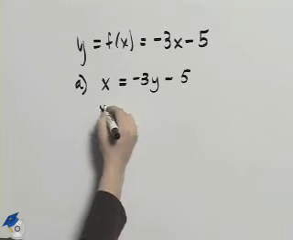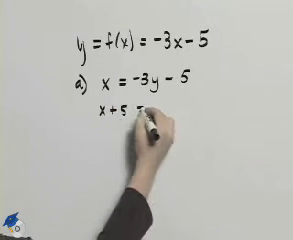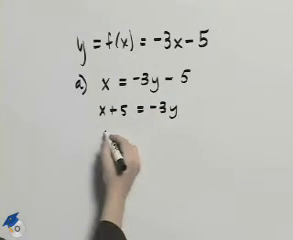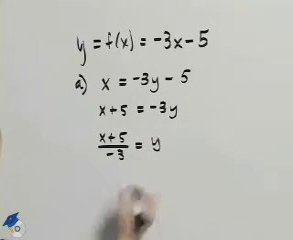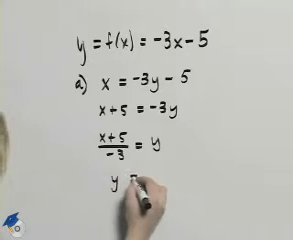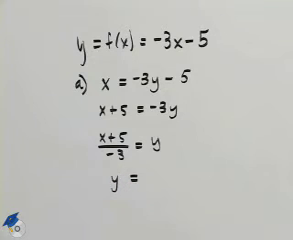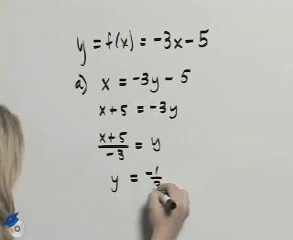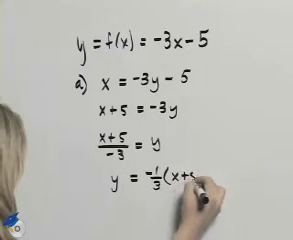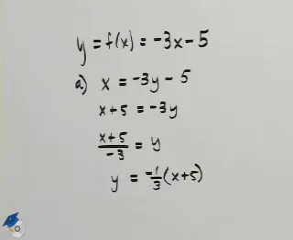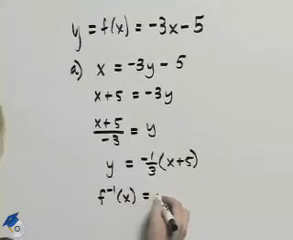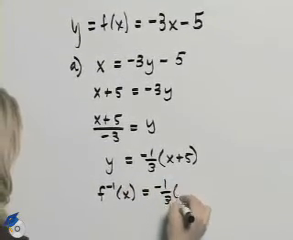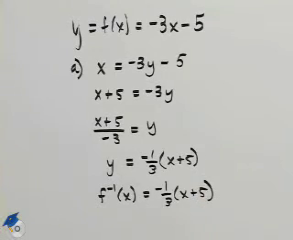We'll add 5 to both sides, and we'll have x plus 5 equals negative 3y. We'll then divide both sides by negative 3. We'll switch this around. Now, if I divide by negative 3, that's the same as multiplying by negative 1/3. So I can simplify it like this. And then finally, y then becomes the f inverse. So we can write our inverse function as so.